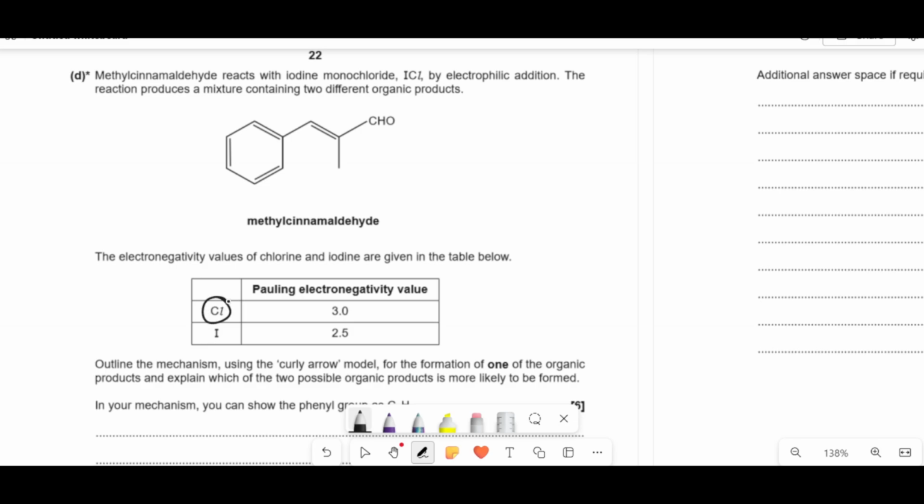This is more electronegative, which means it's more hungry for electrons. If it's more hungry for electrons, then the carbon it's going to go for here is the more stable carbocation eventually, which is going to be this one because it's got this CHO on it and it's got a methyl group on it too. So your chlorine is going to go here, your I is going to go there. And that makes sense logically speaking, which I'll describe in the mechanism as we draw below.